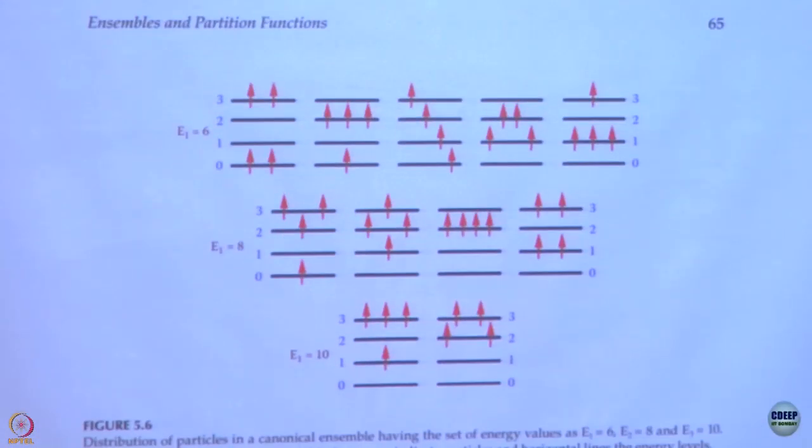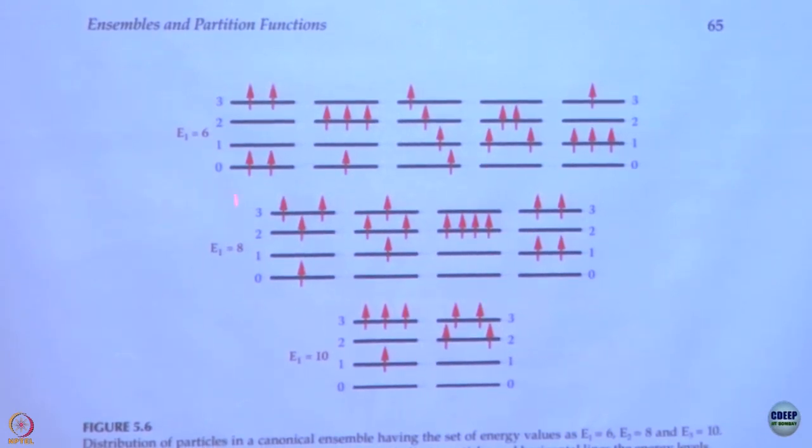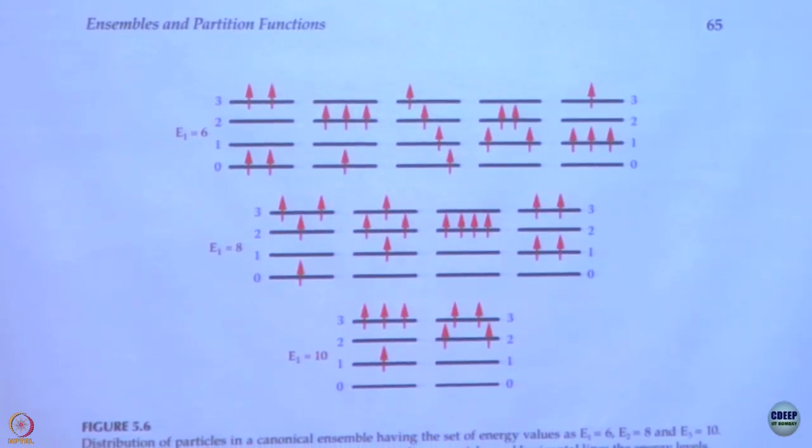Here I have the same example, my four systems. But now I need to make the energy levels change. So now this one's energy is 6, that one's is 8, this is 10. I have the same energy levels, but before I had only 4, right? Now I have these additional microscopic states.